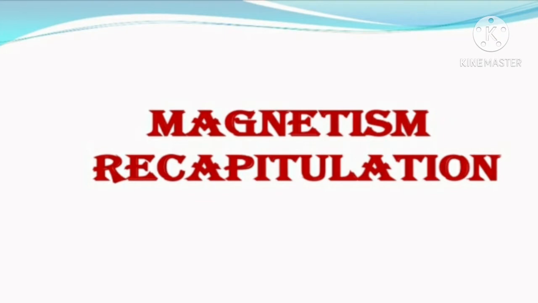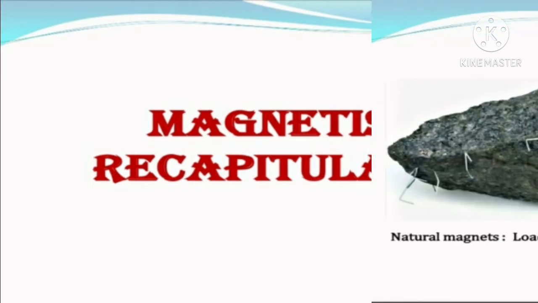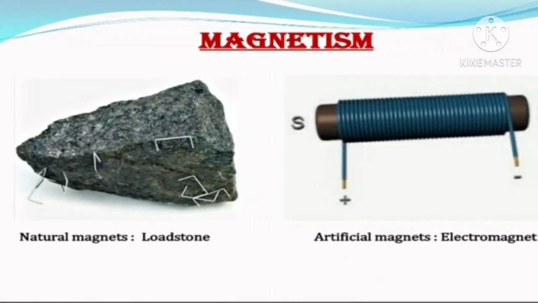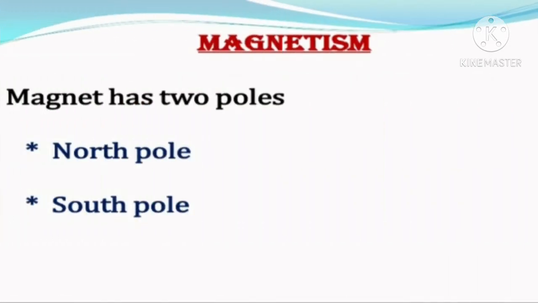Today, recapitulation of Chapter 6, Magnetism. Natural magnets. Natural magnets are those which are found in nature, for example, lodestone. Artificial magnets. Man-made magnets are called artificial magnets, for example, electromagnet. A magnet has two poles, North Pole and South Pole.